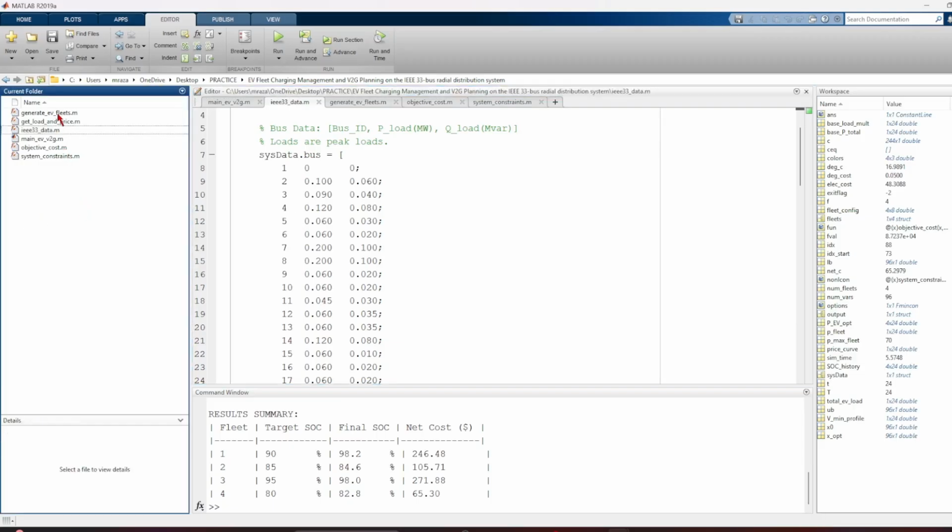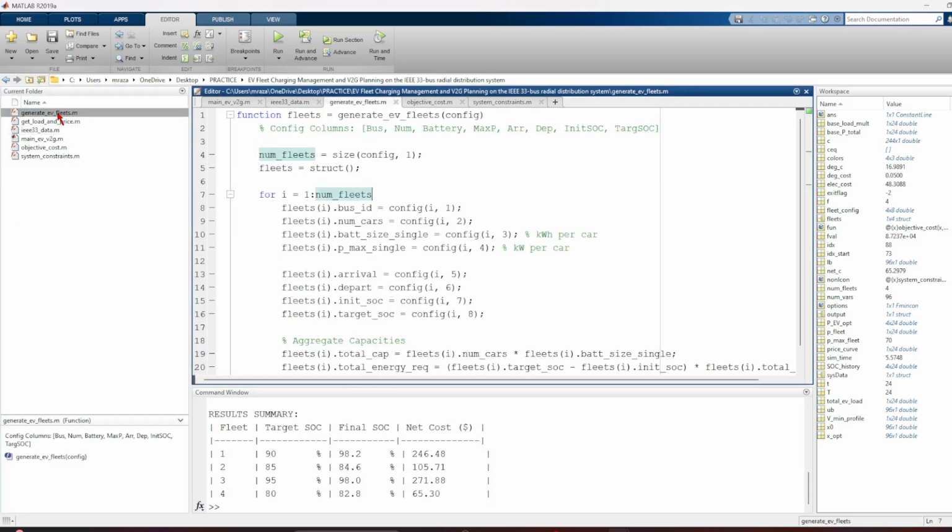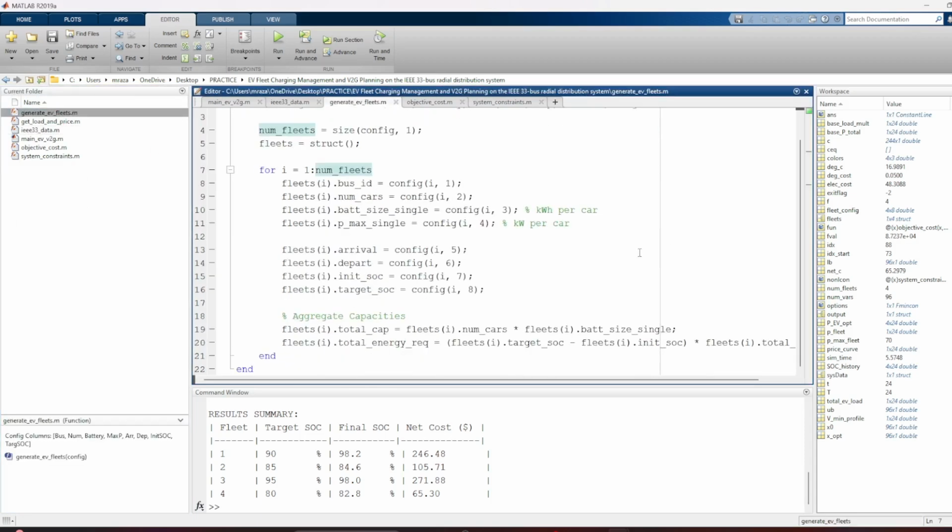The next one is generate EV fleets. In this file, we have considered the fleets. The basic formula here is the battery size of a single car and the number of cars selected inside the fleets. Inside this loop, it calculates the total capacity of each fleet by multiplying the number of cars by their battery size. This allows us to treat a whole parking lot as one combined fleet.